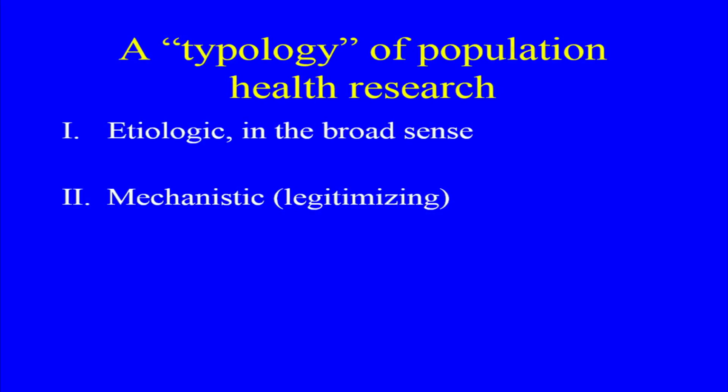So I thought I would do this by creating a typology, and this is obviously my typology, of types of population health research, and talk a little bit about what I think we've done so far in each of these, and what are some promising directions to explore further in order to advance our mission of improving population health. I've come up with four. One is etiologic, and I emphasize etiologic research in the broad sense. The second is mechanistic, and I put in parentheses there, legitimizing, and I'll explain this a little more when I talk about it.